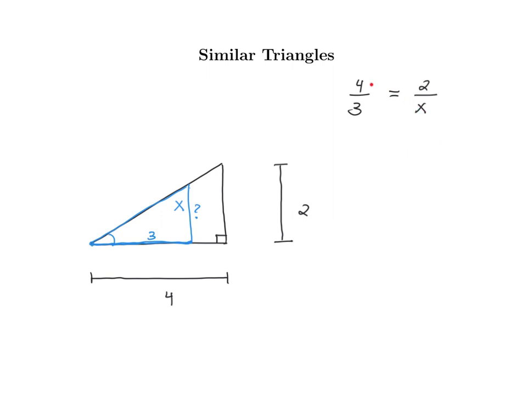I'll put the x over here and the 3 over here, and we have 4x is equal to 3 times 2, which is 6. And if you want to solve for x, you can divide both sides by 4. And we get that x is 6 over 4, or 3 over 2, or really 1.5.